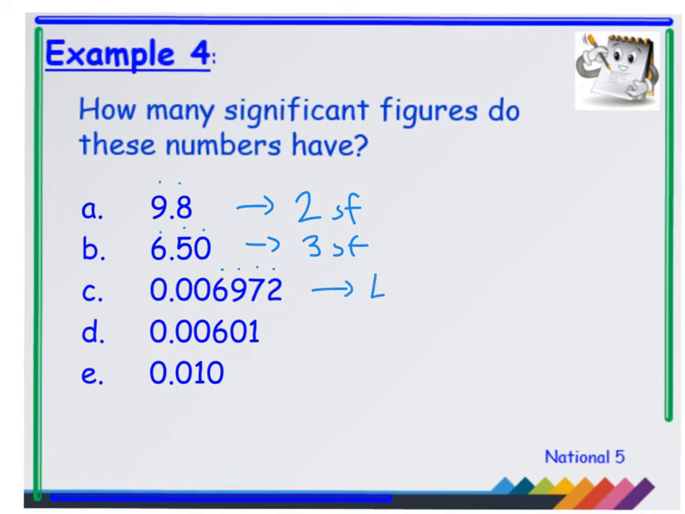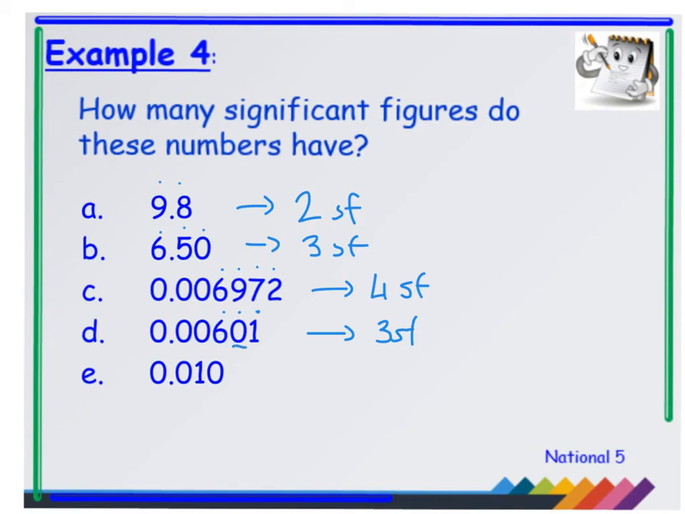So that has 4 significant figures. Again, we ignore those zeros at the front. They're there for place value only. 1, 2, 3. 3 significant figures for that one. That 0 in the middle does count because it's trapped between the 6 and the 1.